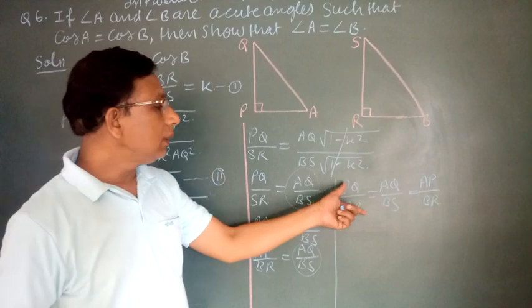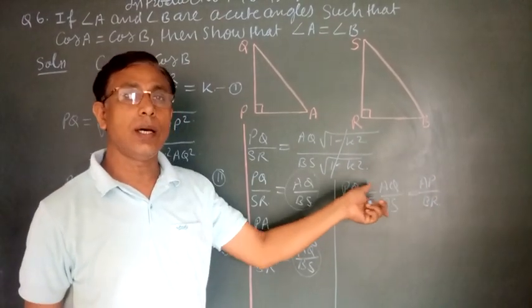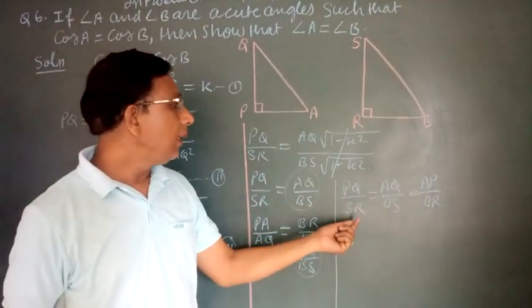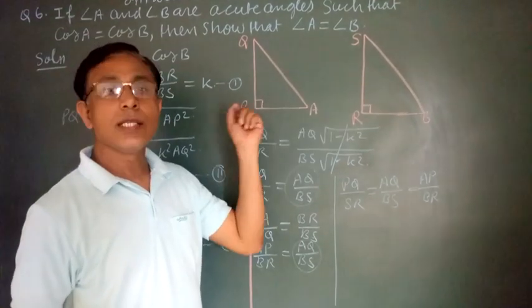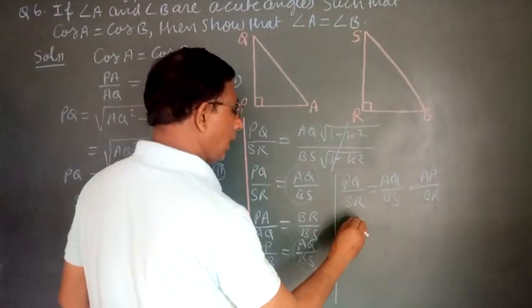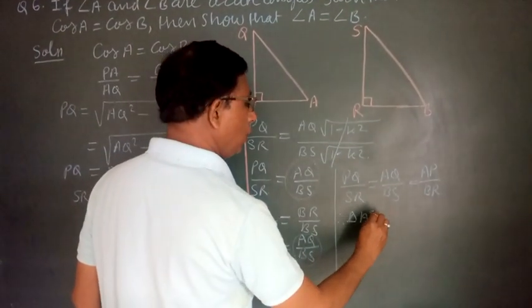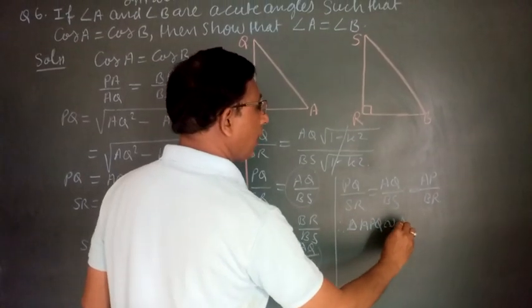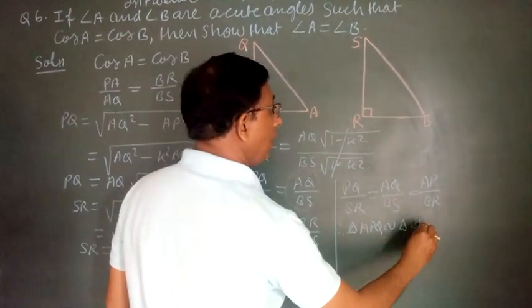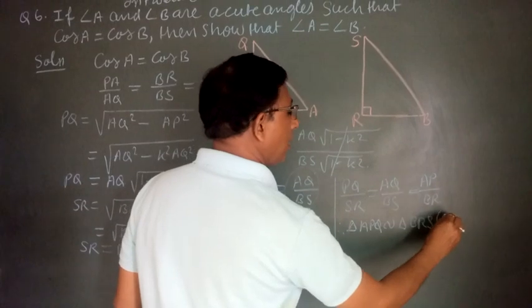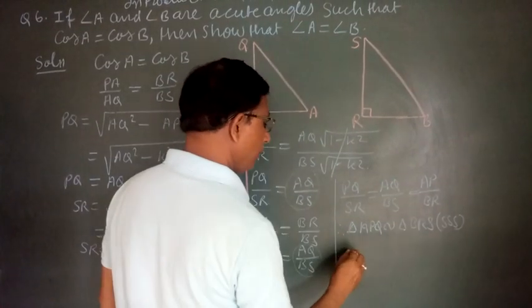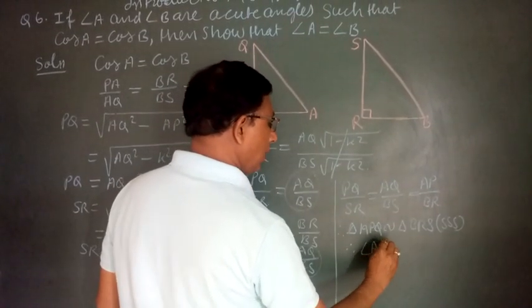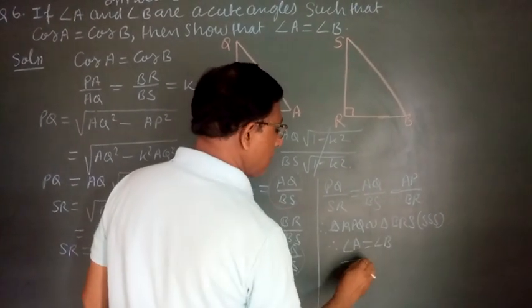So all the three sides ratios are equal, then the triangles are similar. So therefore triangle APQ is similar to triangle BRS by SSS property. Therefore angle A is equal to angle B, hence proved.